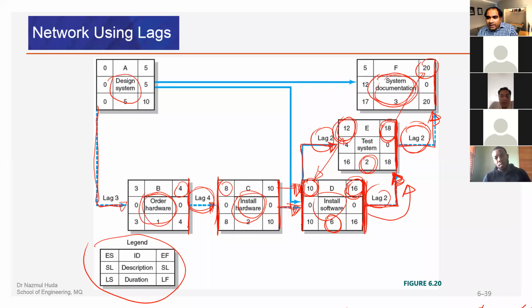Which lag is more preferred? What do you mean? Daniel?